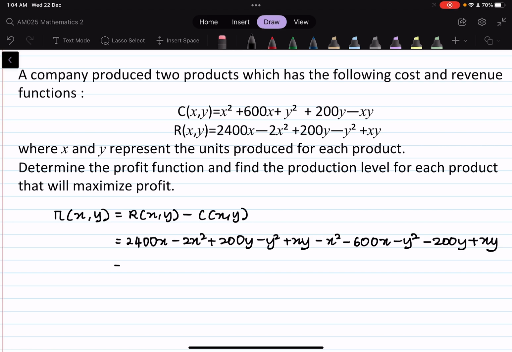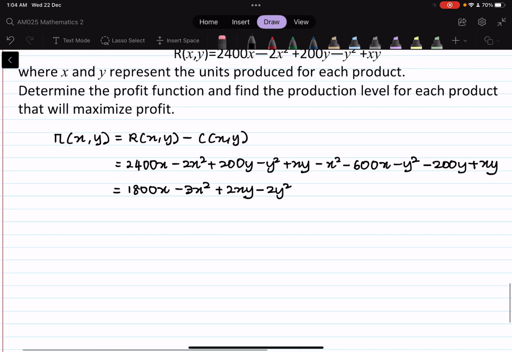So we're going to get 1800x minus 3x squared plus 2xy minus 2y squared. So there we go with our profit function.